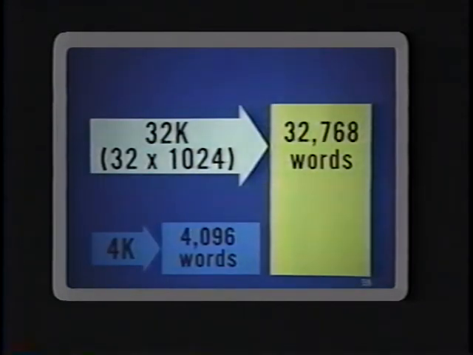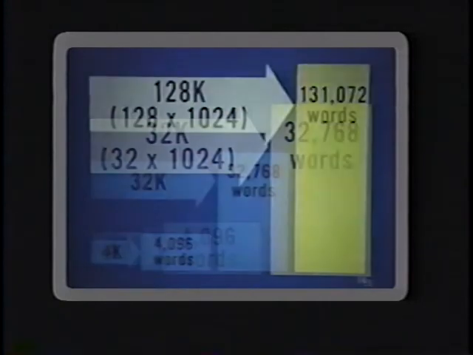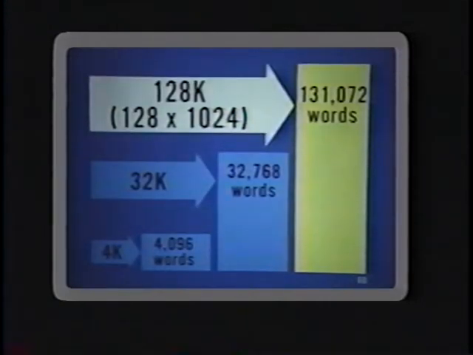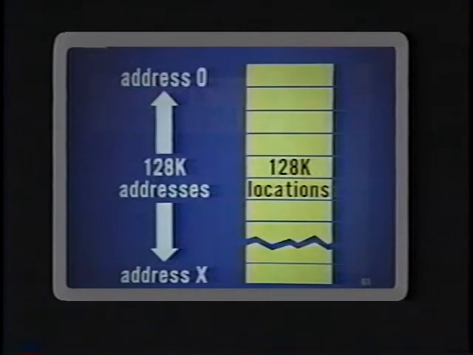If the memory size is increased to 32K, then main memory can accommodate 32,768 words. And if the memory size is increased further to 128K, then main memory can hold over 131,000 words of information. Remember, each memory location is given a unique address. Consequently, if there are 128K locations, there must also be 128K addresses.